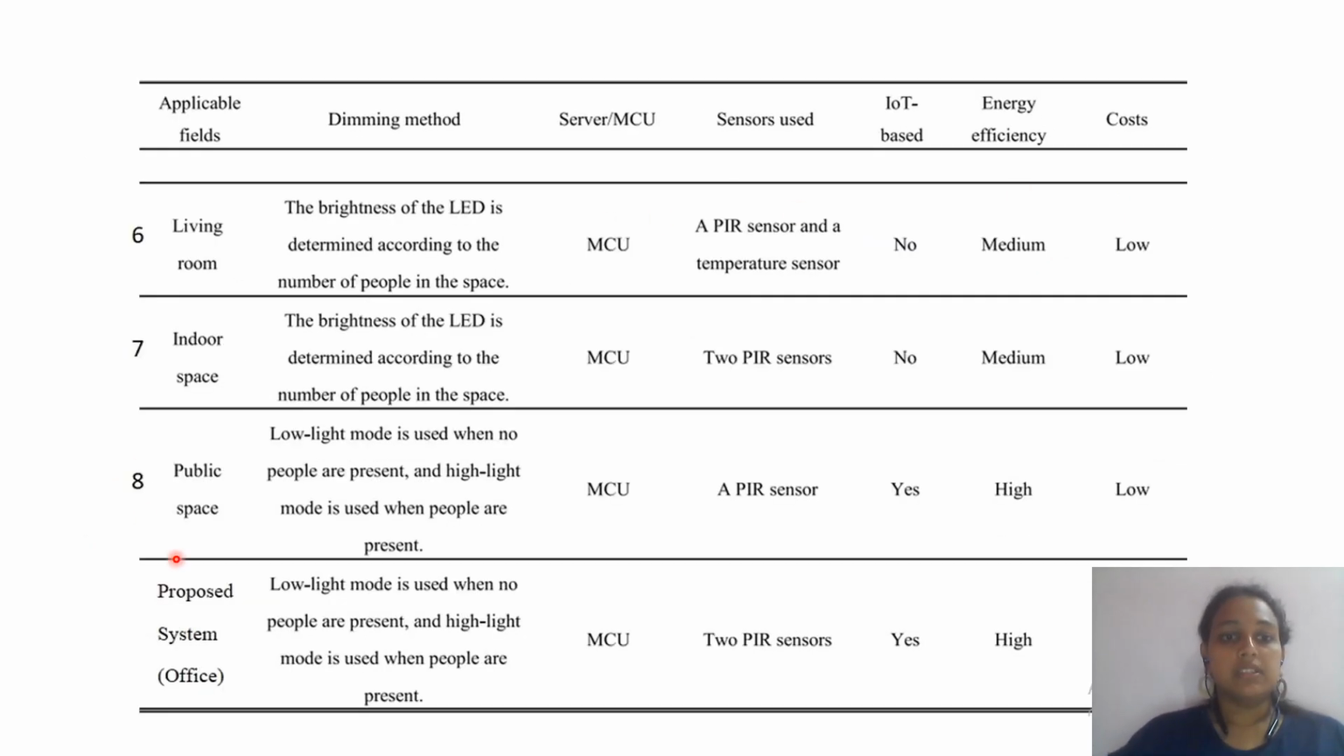So for my proposed system, the application is based in an office, and the method used is that it turns to low light mode whenever there is no one present in the room, and it turns to high light mode when someone is present in the room. It uses the microcontroller, that is the Arduino. It uses two PIR sensors, for the entry and exit, and I have also used a humidity sensor. It is IoT enabled. Yes, the energy efficiency is high and the cost is also low.